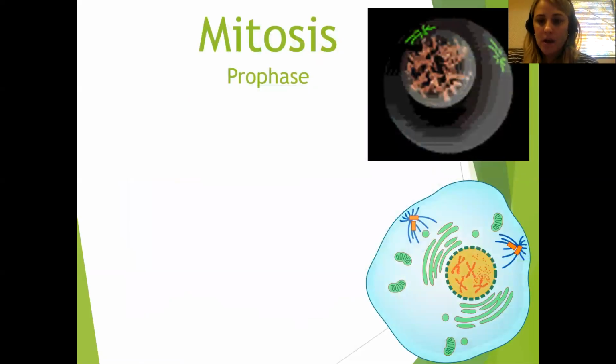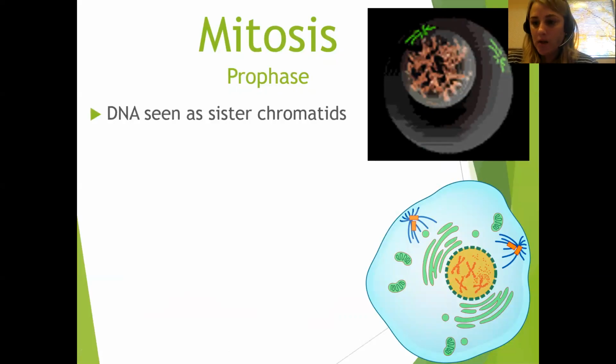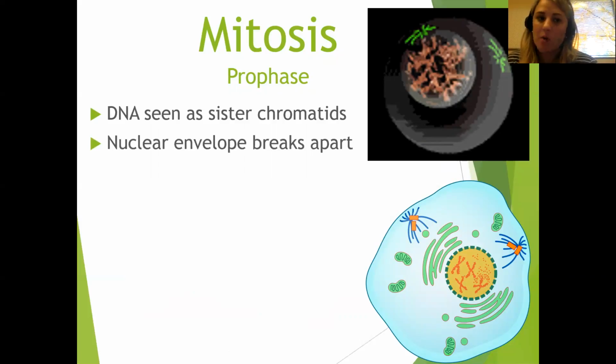All right, so let's talk about the first phase of mitosis. So after interphase, the first phase of mitosis is going to be prophase. Now, in each phase, I just want you really to know what it looks like visually, and that will help you. So DNA is going to be seen as sister chromatids. So you can see there right here, those chromatids are together. Our nuclear envelope is starting to break apart.